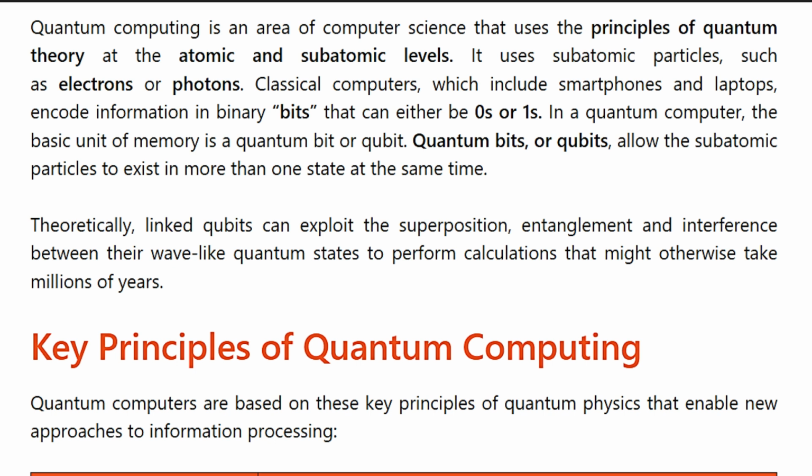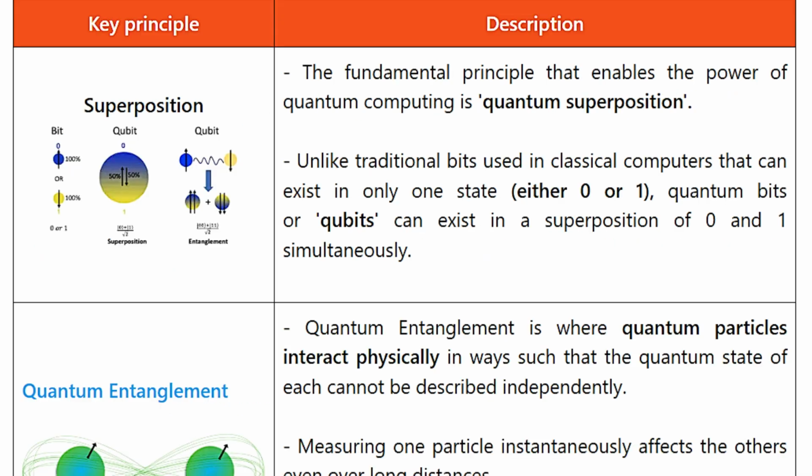Key principles of quantum computing. Quantum computers are based on these key principles of quantum physics that enable new approaches to information processing. Superposition. The fundamental principle that enables the power of quantum computing is quantum superposition. Unlike traditional bits used in classical computers that can exist in only one state, either 0 or 1, quantum bits, or qubits, can exist in a superposition of 0 and 1 simultaneously.